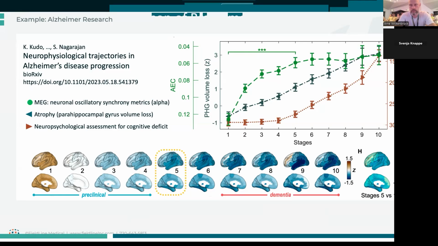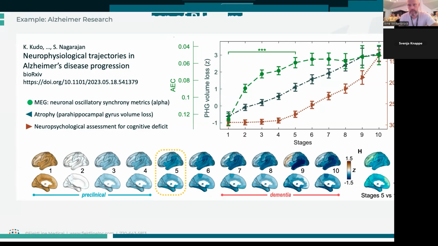The second thing is atrophy. They measure the volume loss of your hippocampus, which is the memory center of your brain. Your brain starts shrinking, and that's another factor of diagnosis. And this is a study from Sri Nagarajan at UCSF.